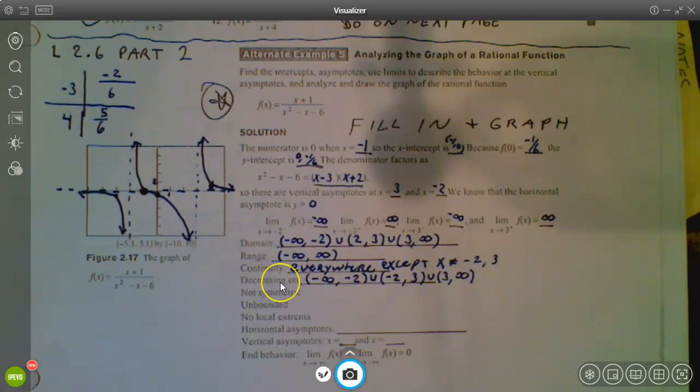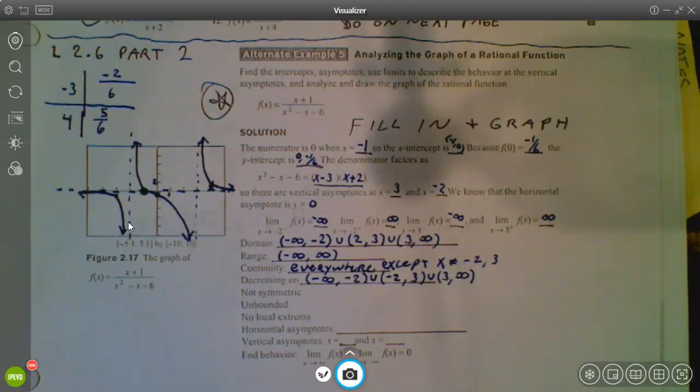Remember how we define decreasing. Decreasing means as x increases, my y values decrease. So in other words, as I move from left to right, the y coordinates are going down and down and down. Now this graph is broken, right? It's not continuous everywhere. So I have to evaluate this within each portion of the graph.